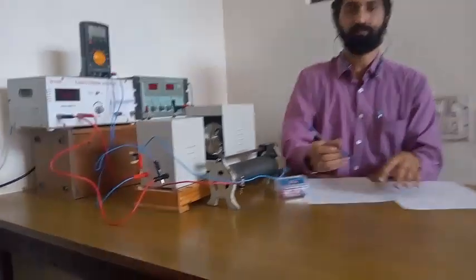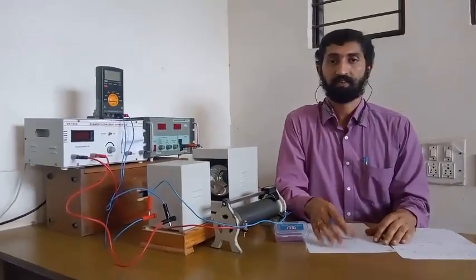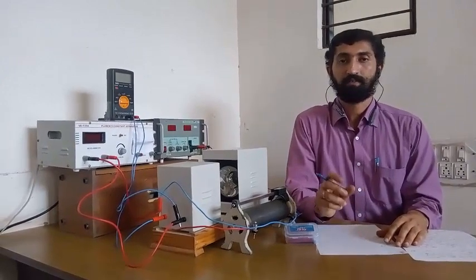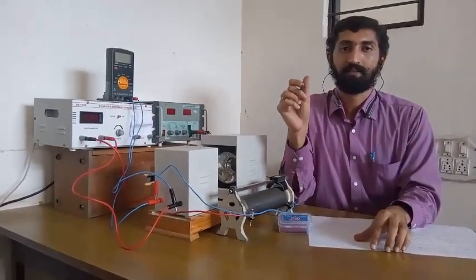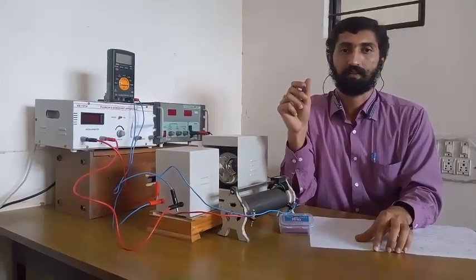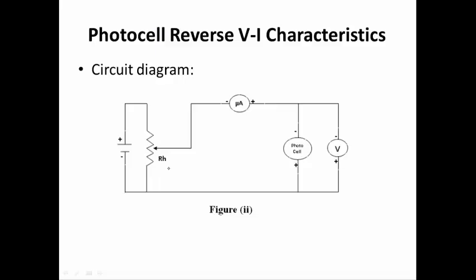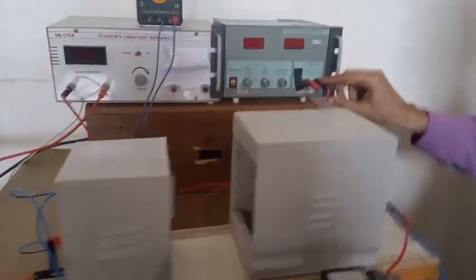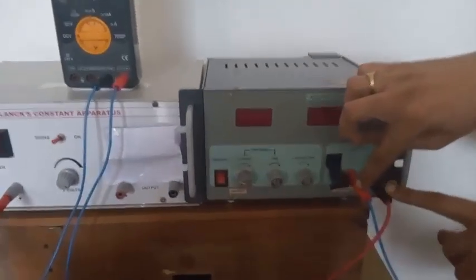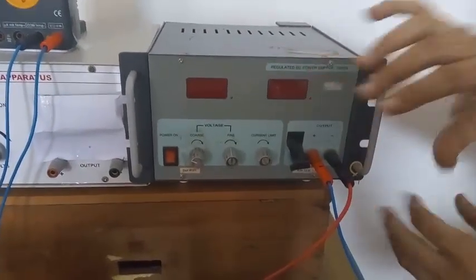Now, let us go for the reverse VA characteristic. For the reverse VA characteristics, the connections need to be made as shown in the circuit. This circuit is exactly similar to the forward VA characteristic of the photocell. The only small difference is the lower terminal is negative now, but in the previous case it was positive, and the upper terminal is positive now. For the reverse VA characteristics, these two terminals are to be inverted. The remaining everything will be the same.